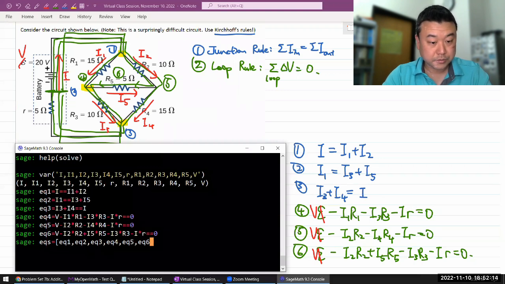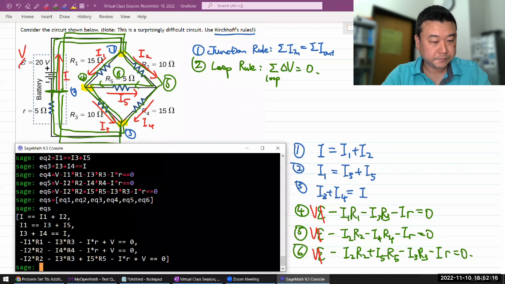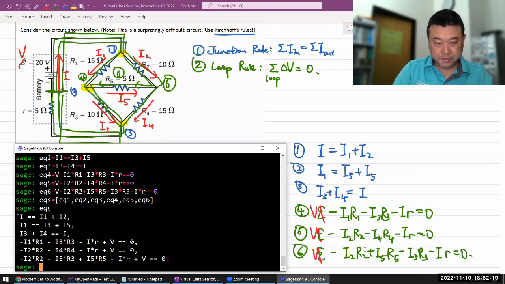Okay, let's put all these into an array and make sure they look the way they are supposed to look. So equations. Yeah, just compare, make sure there was no typo. Good. Some orders might change. Just watch out for that.